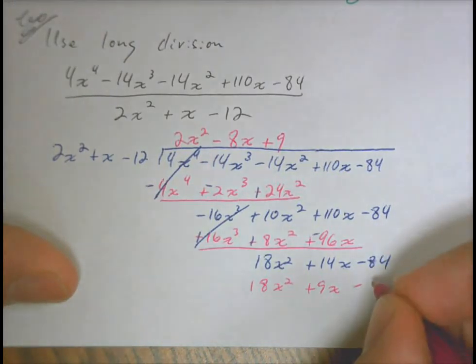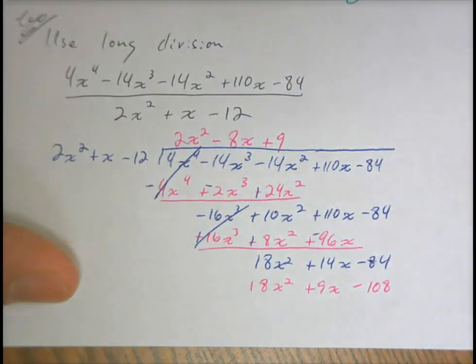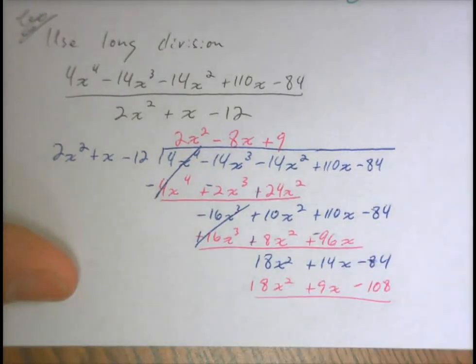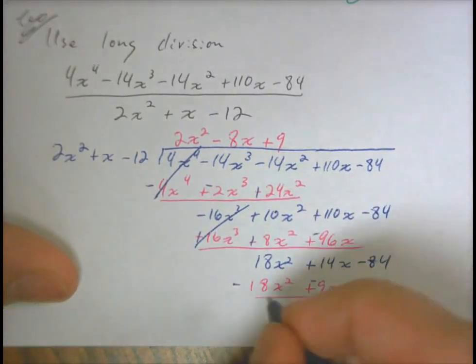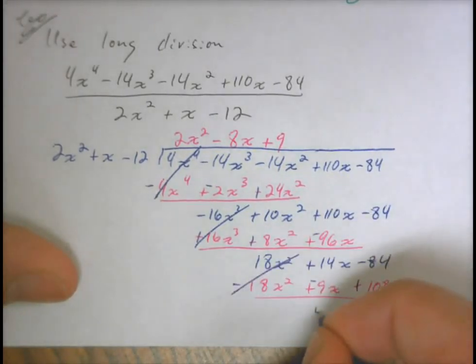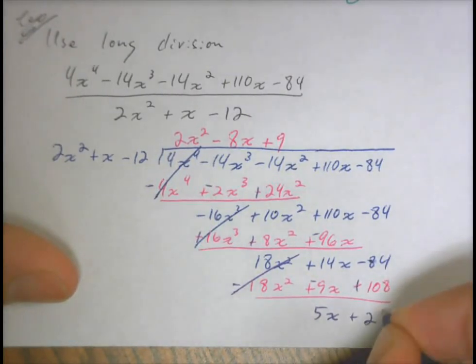I'm bad at math today. Minus 108. I think that's right. If it's not, I'm sorry. I promise I will do better in the future. Negative, negative, positive, change your signs. That goes away. So we're left with 5x plus 24.